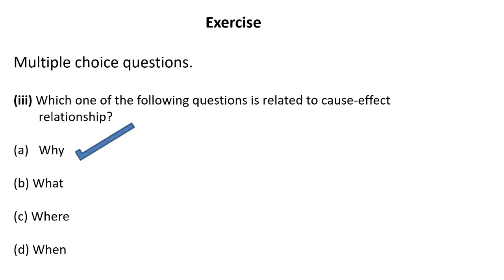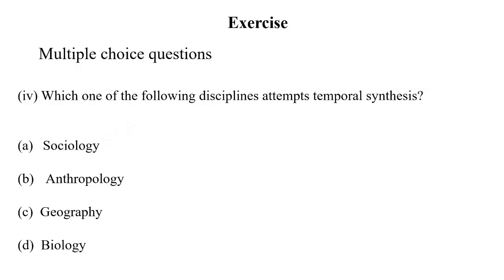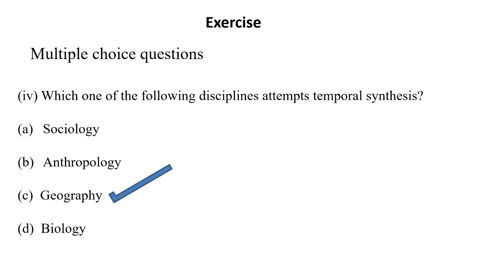The next question for you is, which one of the following disciplines attempts temporal synthesis? The options for you are option number 1, sociology; option number 2, anthropology; option number 3, geography; option number 4, biology. And the right answer for you is geography.